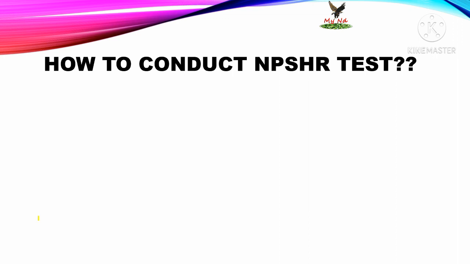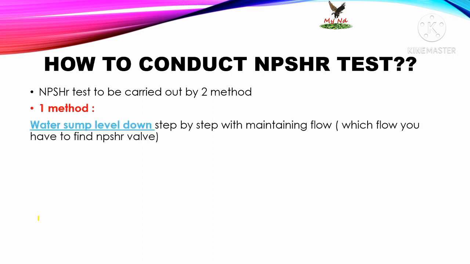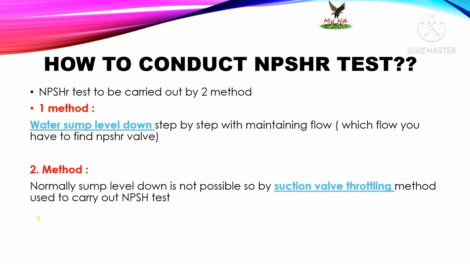So the question is, how to conduct the NPSH-R test. The NPSH-R test can be carried out by two methods. The first method is the water sump level down method, and the second method is the suction valve throttling method. Normally sump level down is not possible, so we use the suction throttling method to carry out the NPSH-R test.